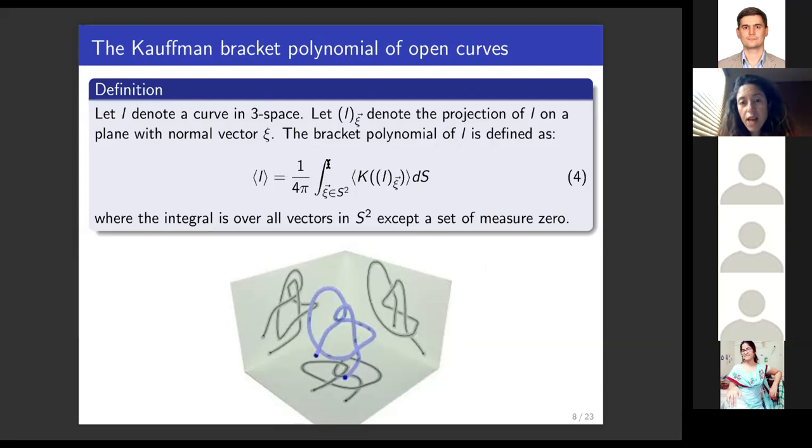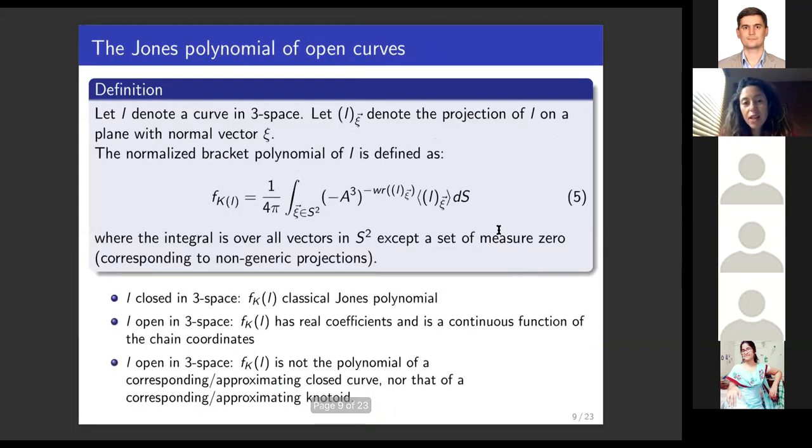So this is now an average, and what you have in here is polynomials. Similarly, you can use this definition to do the normalized bracket polynomial, the Jones polynomial. Again, the same idea: you take the projection of the curve, you have the writhe of the curve in that projection, and you integrate over all possible projection directions.